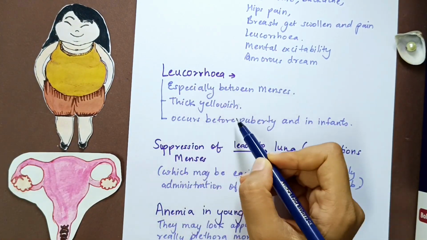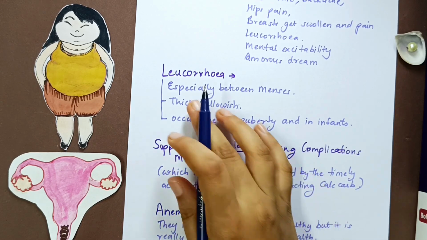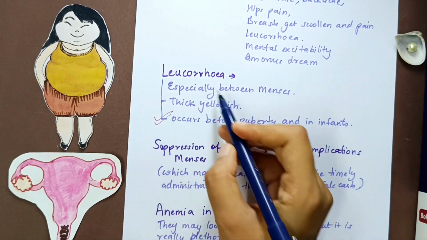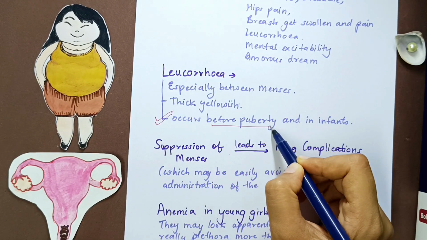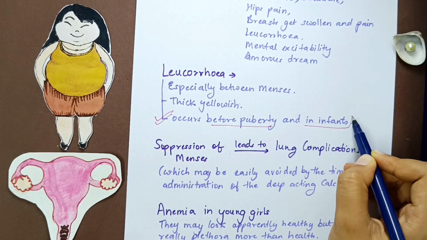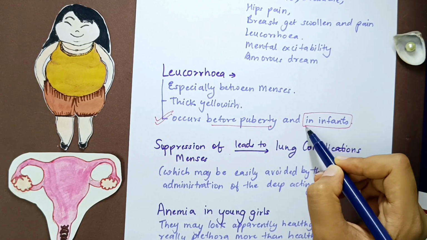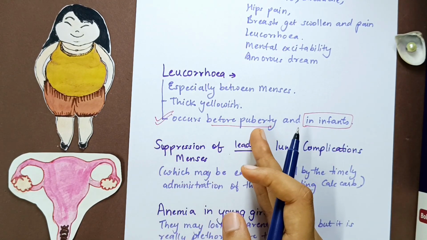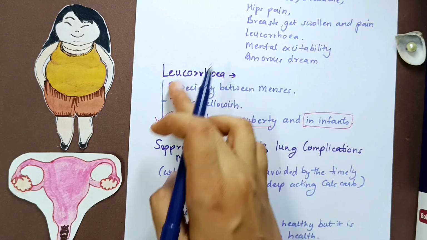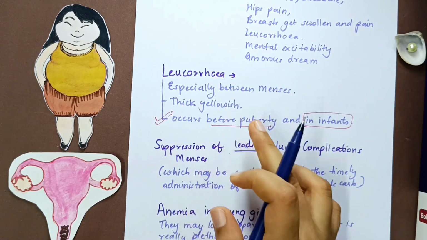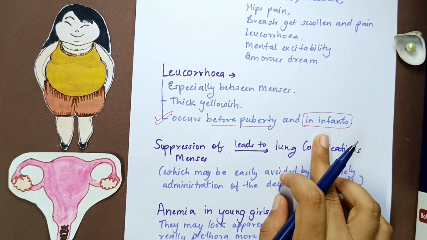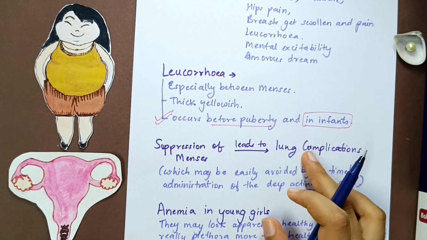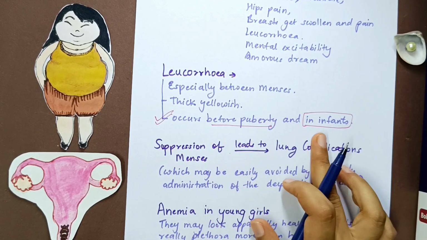So there's thick yellowish color of leukorrhea, and leukorrhea also occurs before puberty. See this point. Leukorrhea may occur before puberty, and even in infants. Isn't this very strange and characteristic? Leukorrhea is occurring in infants. Leukorrhea is occurring before puberty. So this you should remember. It occurs between menses, thick yellow, before puberty, and in infants also. When we are talking about the Calcarea Carb baby, you can write this point that they have leukorrhea in infants also.